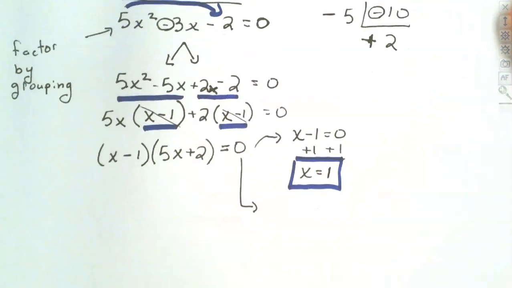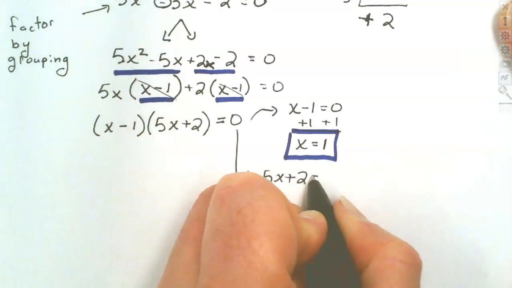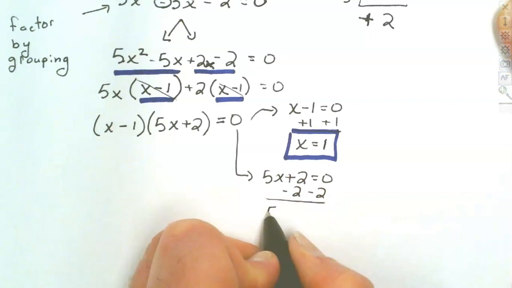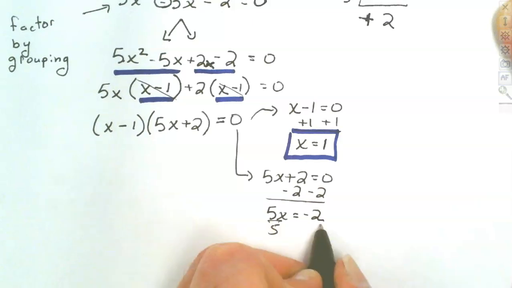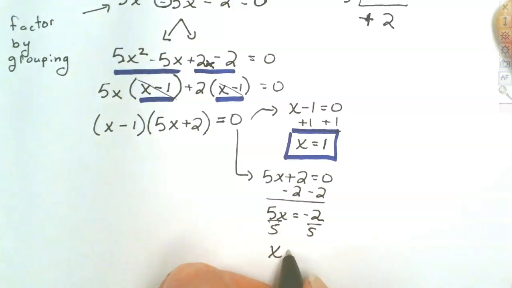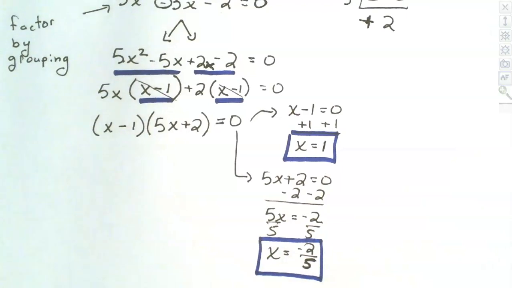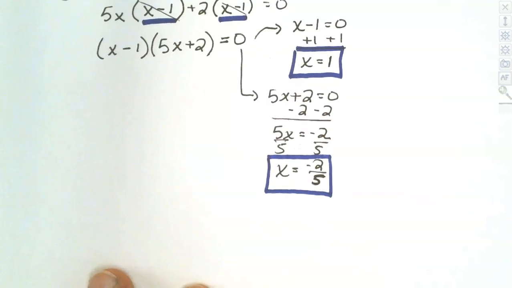The second one is 5x plus 2 equals 0. Move that 2 over. And so then 5x equals a negative 2. Divide by your 5. And x then equals a negative 2 fifths. So we now have our two solutions. We've got x equals 1, and we've got x equals a negative 2 fifths.